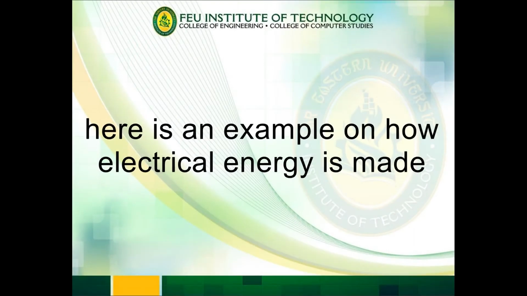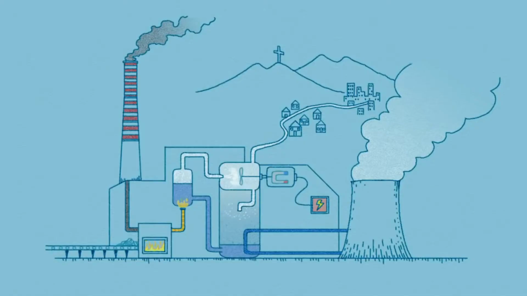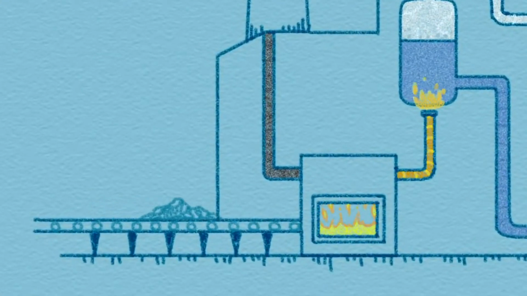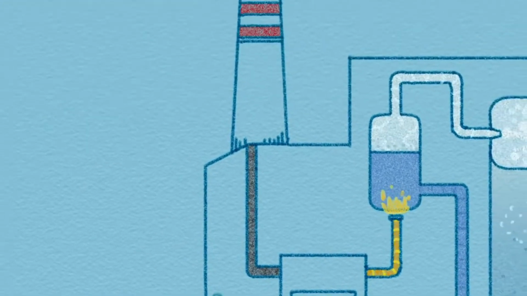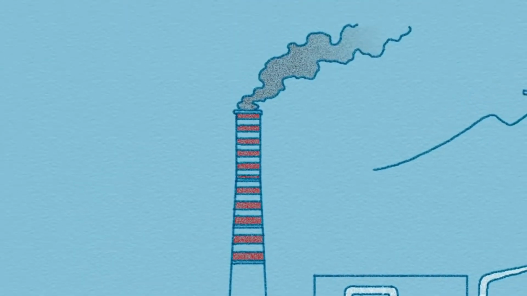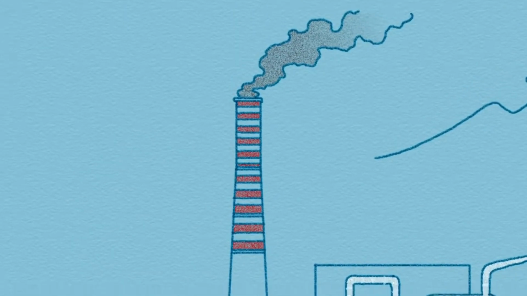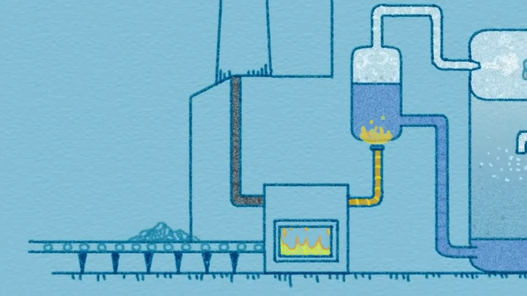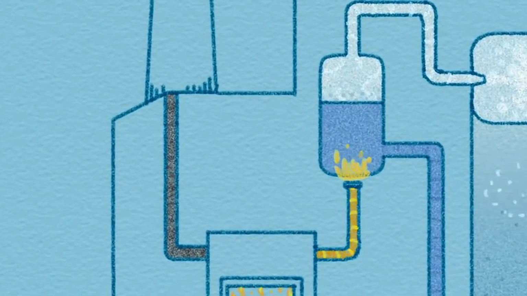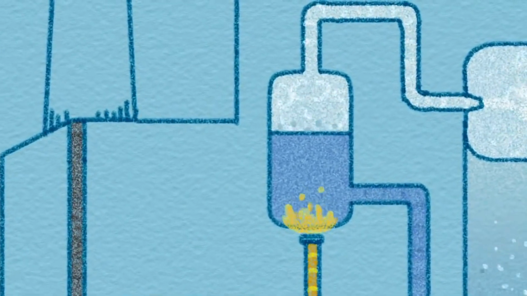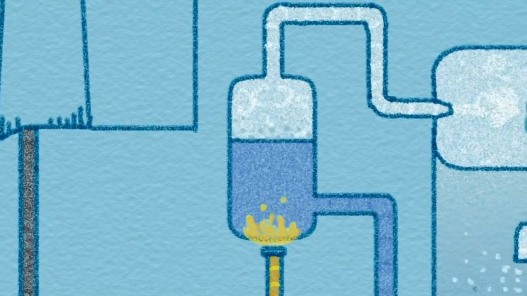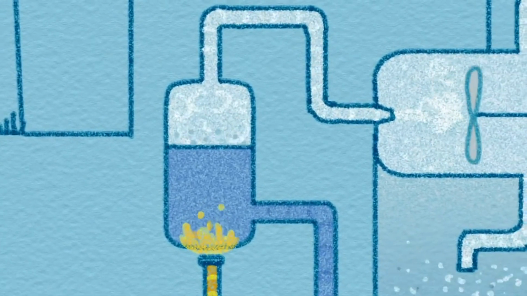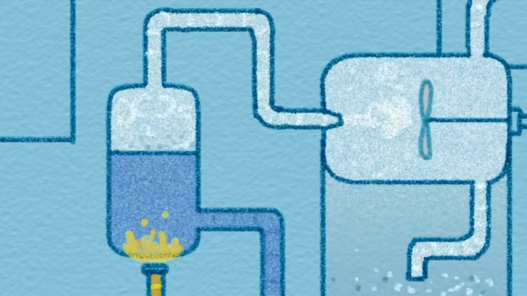Here is an example of how electrical energy is made. Fuel goes into a furnace burner where it is burnt. From the combustion, smoke is produced, which escapes through the stacks of the power station. The burner generates heat, which heats up a large water tank known as the boiler. The water that is heated in the boiler becomes steam. The high-pressure steam goes into a turbine.